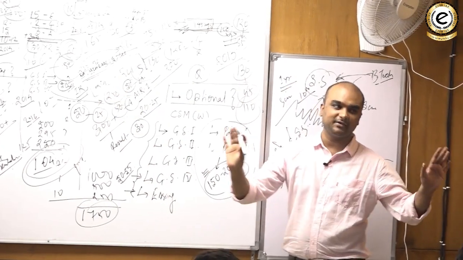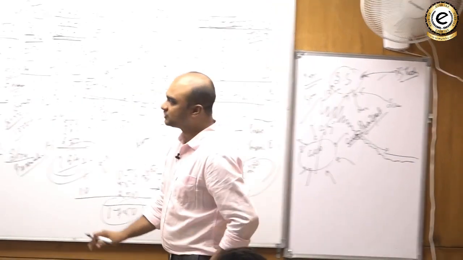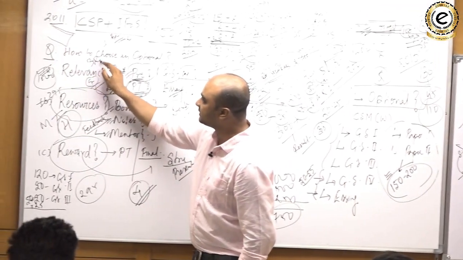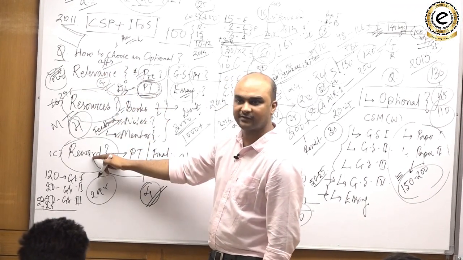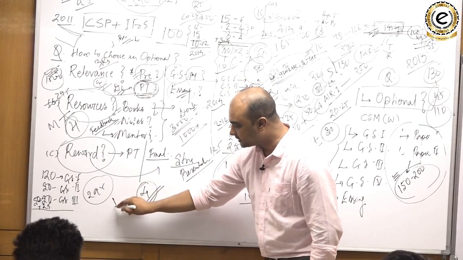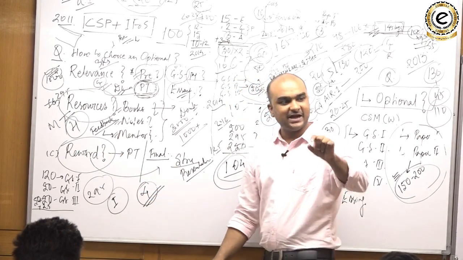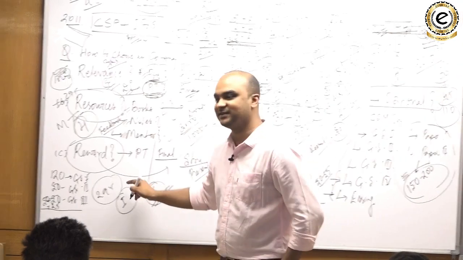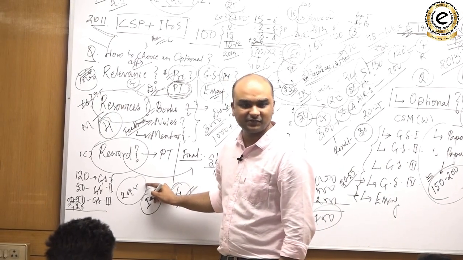But over and above all, while you choose your optional, not only apart from the 3 R's, meaning relevance, resource and reward, you should think about the I. I means you, or interest in the subject. Are you clear with that?